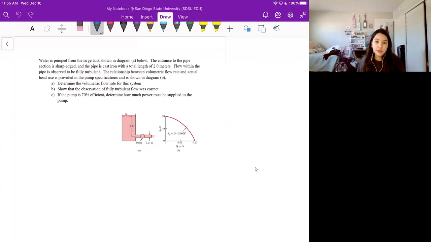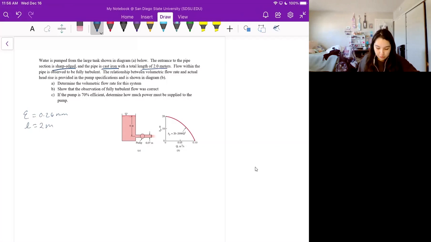So to start off, we're going to take out information from the prompt given to us that is important. We're given that the pipe is cast iron, and since it is cast iron, we can go to table 8.1 in the textbook and look up the equivalent roughness of cast iron, which is 0.26 millimeters. We are also given the length, which is 2 meters, so L is equal to 2 meters. And we're also given that the section is sharp-edged.